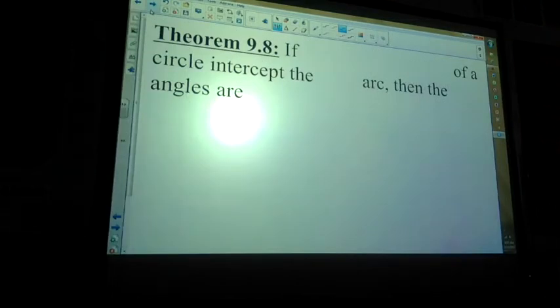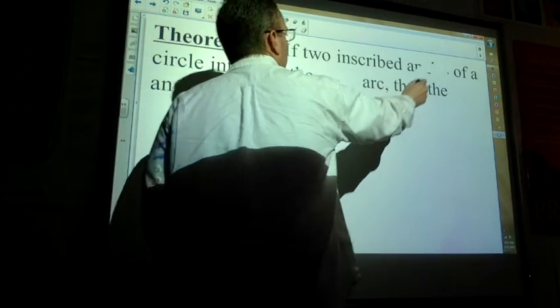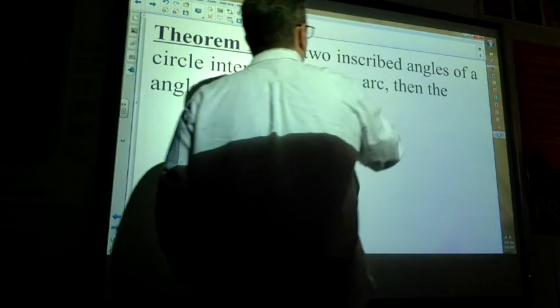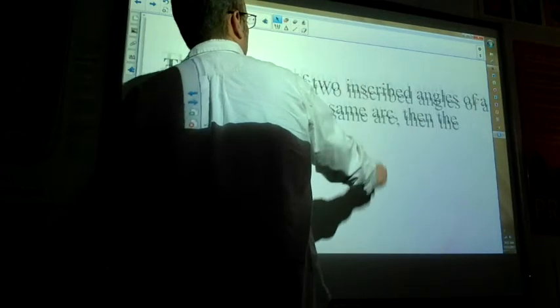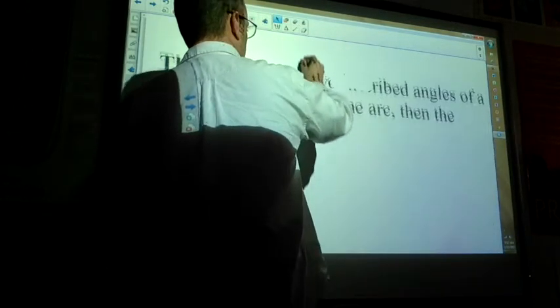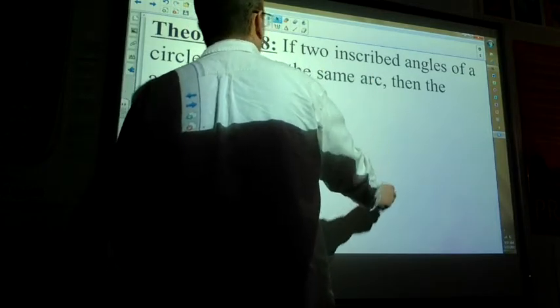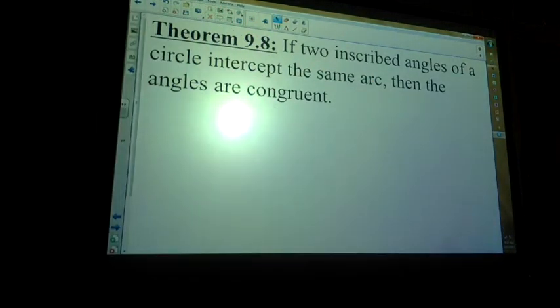All right, theorem 9.8. If two inscribed angles of a circle intercept the same arc, then the angles are congruent, and that's what we just said. So if you had two inscribed angles of a circle intercept the same arc, then the angles are congruent.